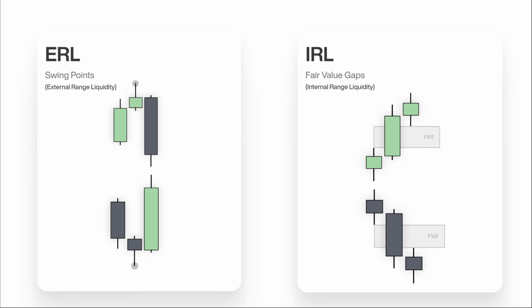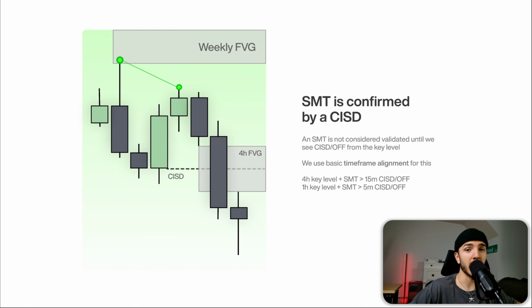We always want to be trading expansion, expanding price action, and SMT precedes expansion. SMT is confirmed by a change in state of delivery, and SMT is not considered validated until we see a change in state of delivery or an order flow flip on the aligned time frame from that key level. And we just use basic time frame alignment for this, right? So daily to 1 hour, 4 hour to 15 minute, 1 hour to 5 minute, so on and so forth.